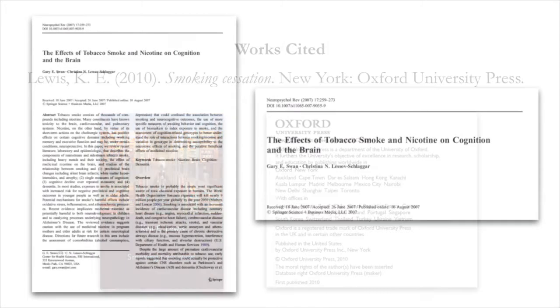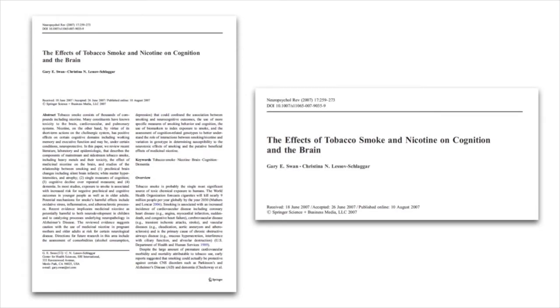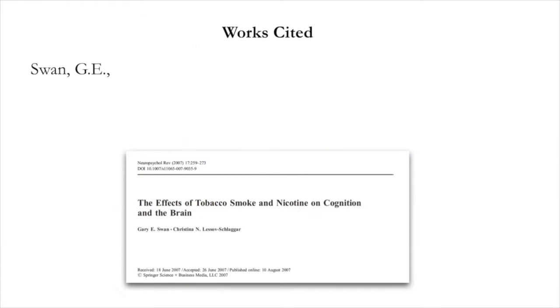The second source is the article, The Effects of Tobacco Smoke and Nicotine on Cognition and the Brain. Again, you'll need author, year, title of article, title of journal, volume and issue number, page numbers, URL address, or DOI number. Format the author's name, add an ampersand, and the second author's name.